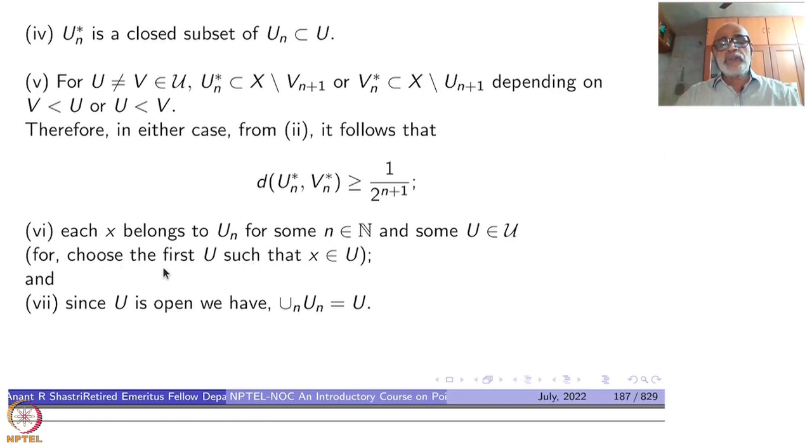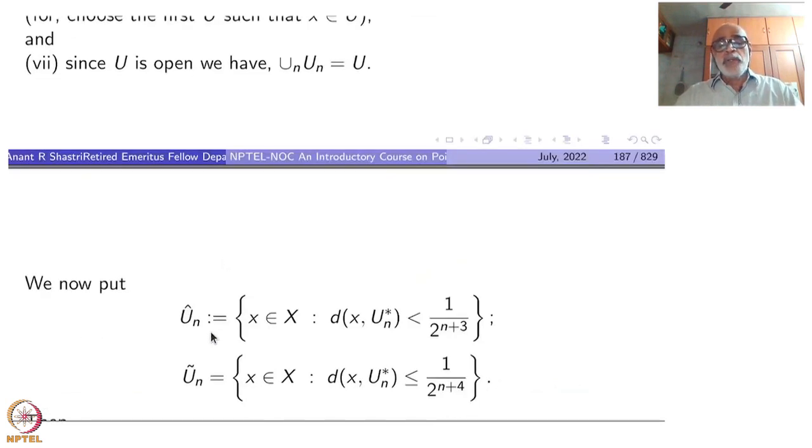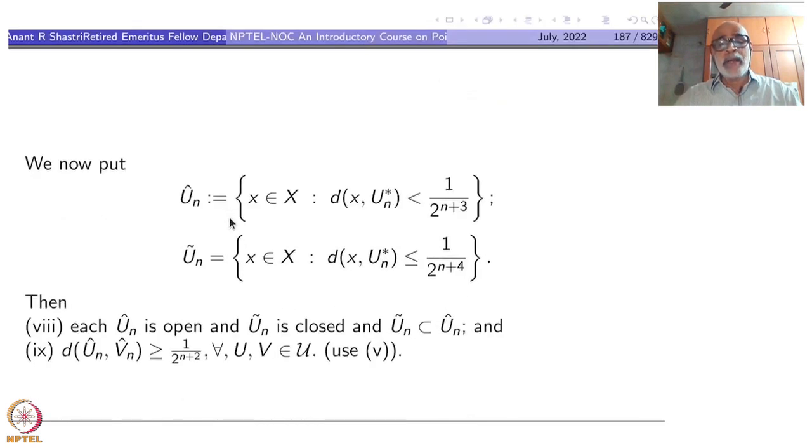Okay. So first you choose U, such that x is inside U. And then since U is open and we have the union of U_n equal to U, one of the x must be inside one of the U_n's. Okay, we put now U_n hat is, see, you can get bored, so first you had U_n star here, now U_n hat is the set of all x such that the distance between x and U_n star is less than 1 by 2 power n plus 3.